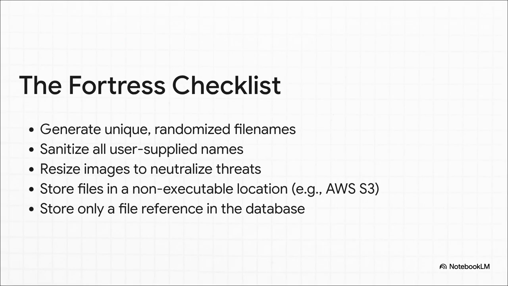Brilliant. So let's run through the Fortress checklist. First, never ever use the file name the user gives you. Generate a new random one. Sanitize everything. Reprocess images to clean them. And this one is huge. Store the files somewhere totally separate from your web server, in a non-executable location like an S3 bucket. Finally, in your database, you only store a pointer to that file, not the file itself.